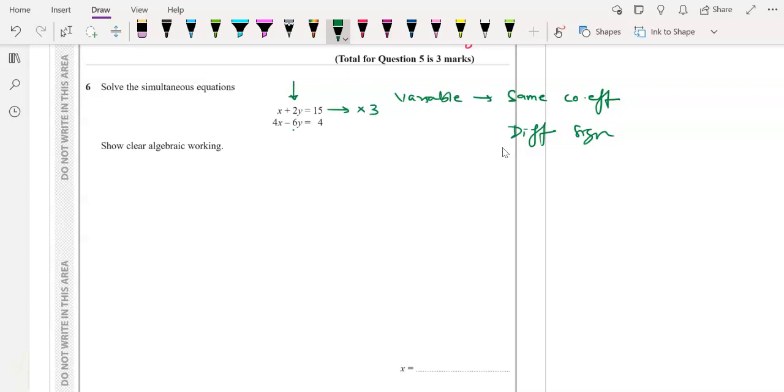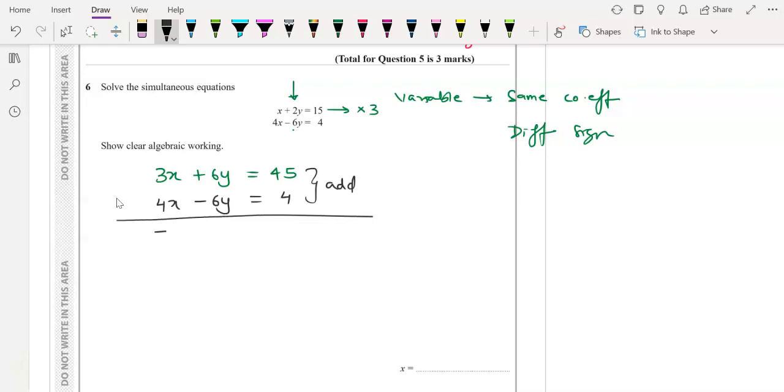So let's multiply the first equation by 3. So 3 times x will give me 3x. 3 times 2y is 6y. And 3 times 15 is 45. We'll copy down the second equation below this. So we get 4x minus 6y equals 4. Simply add the two equations. So 4x plus 3x is 7x, minus 6y plus 6y will cancel each other. 45 plus 4 is 49.